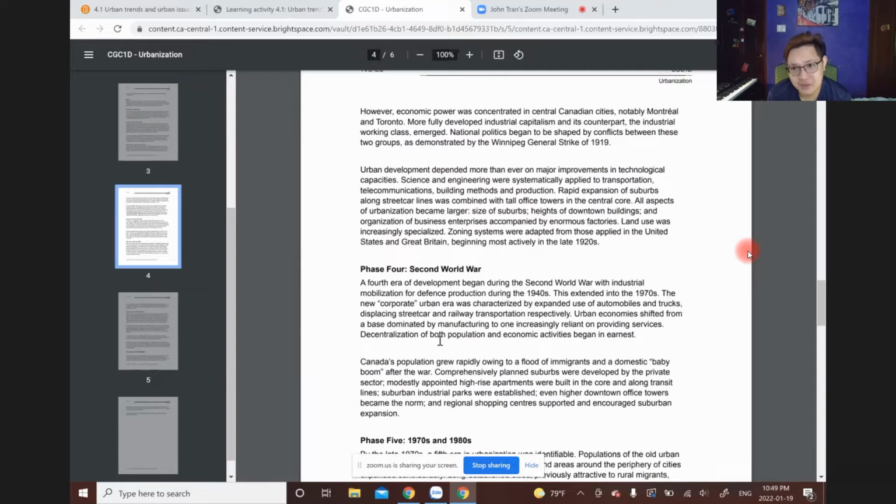Of course, because you cannot make factories inside of a city. You have to bring factories outside of a city. What I mean is that inside a city you can only provide services like healthcare services, education services, moving services, legal services, all the kind of paperwork, but not production. You have to produce outside of a city because factories are not allowed inside a city, because it's going to pollute everything. So that's what it means. Urban economies shifted from a base dominated by manufacturing to one increasingly reliant on providing services.